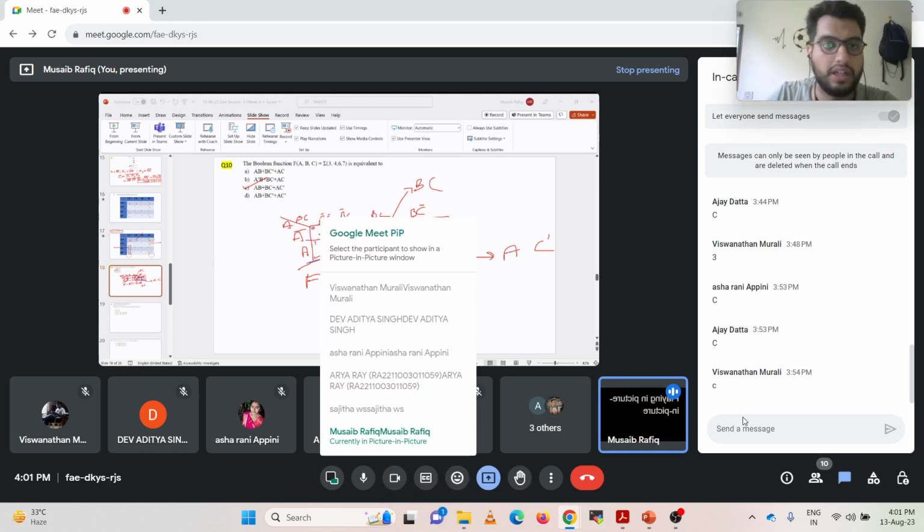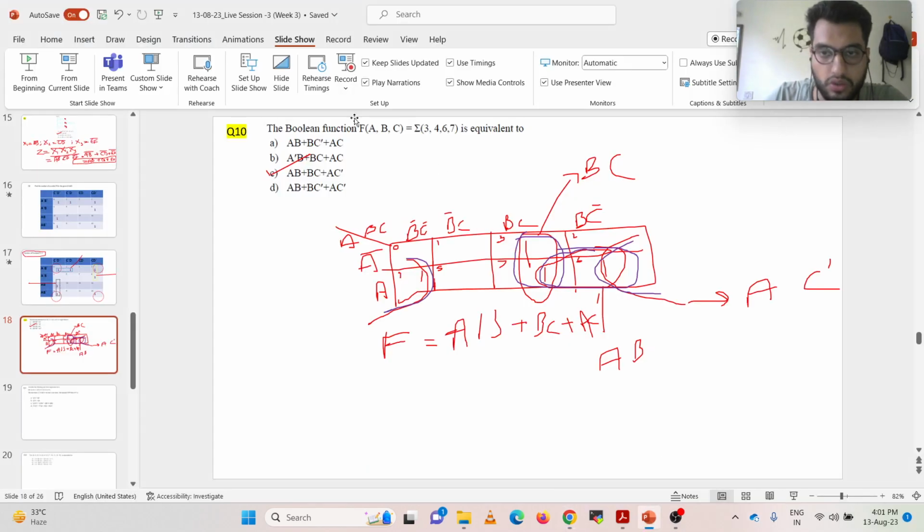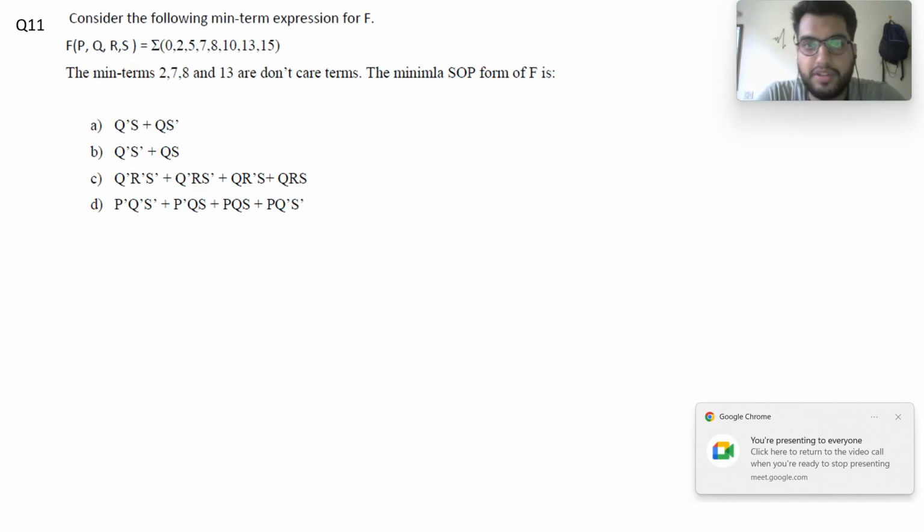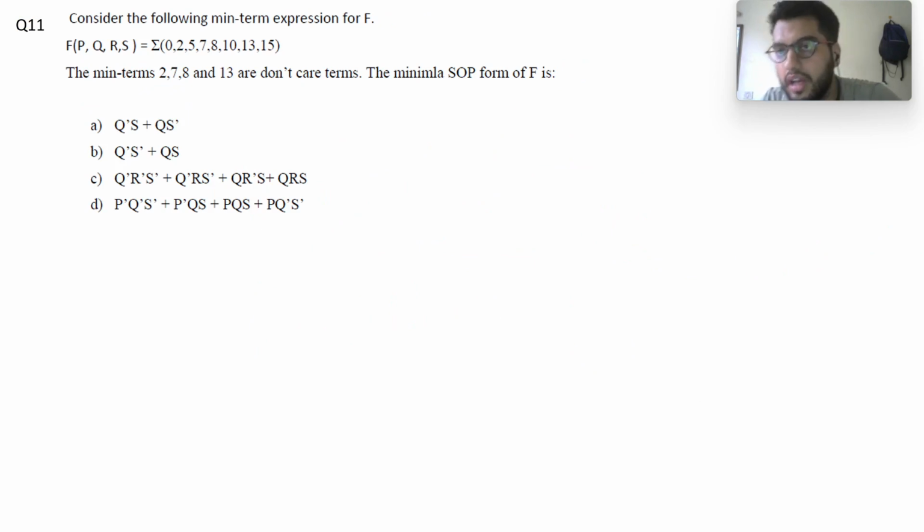So now we have to discuss question number 11. Question number 11 asks us, consider the following minterm expression for f(P, Q, R, S). f of PQRS is given as the sum of minterms 0, 2, 5, 7, 8, 10, 13, 15, and the minterms 2, 7, 8, 13 among these are don't care terms. Now we have to find the minimum SOP form of f, that is the minimized expression. This is a four variable expression, and we need to minimize it.